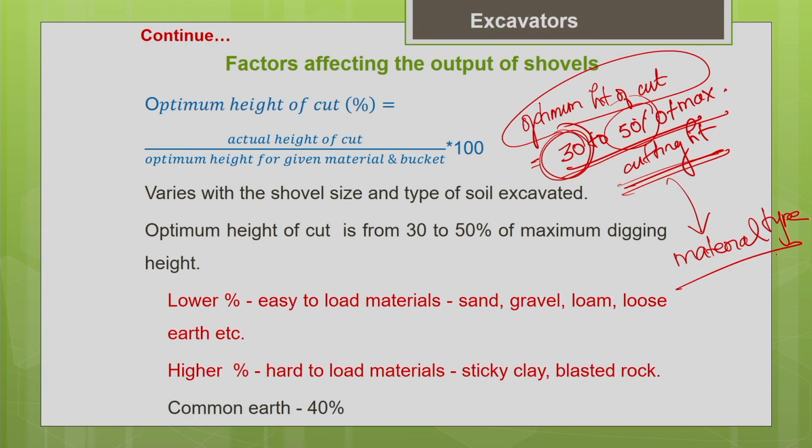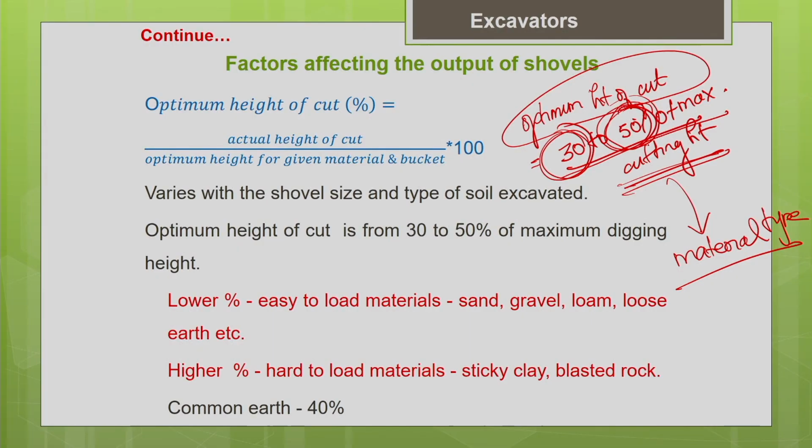But if you are going to handle some hard material like rock or clay, in that case I need 50% of the maximum cutting height to fill my bucket. So, it depends upon the material type. For easy flowing material, I can take the optimum height of cut as 30% of maximum cutting height. That is what is given here. So, basically the optimum height of cut is from 30 to 50% of the maximum digging height.